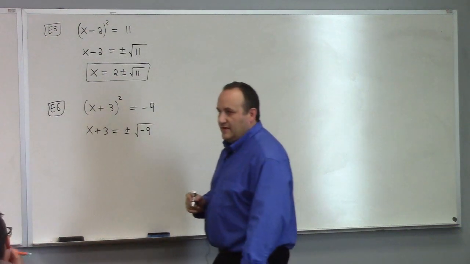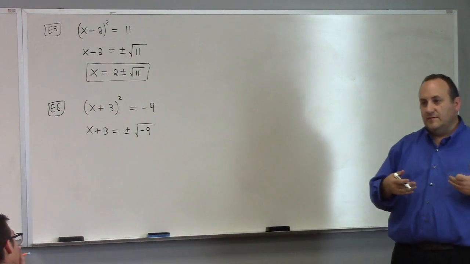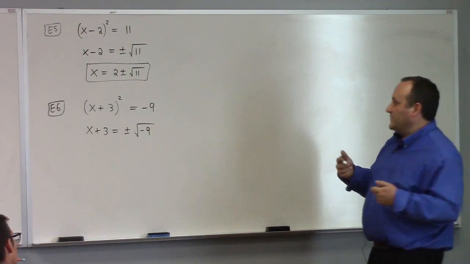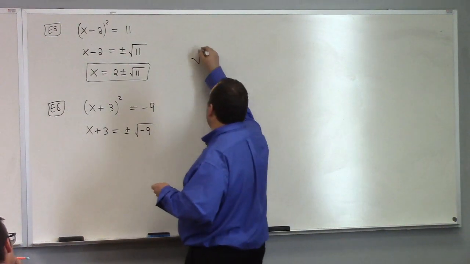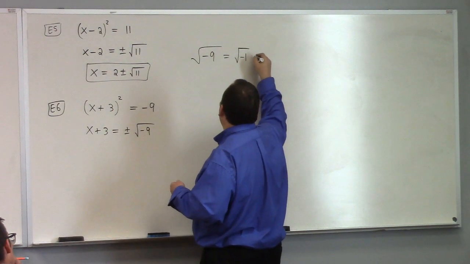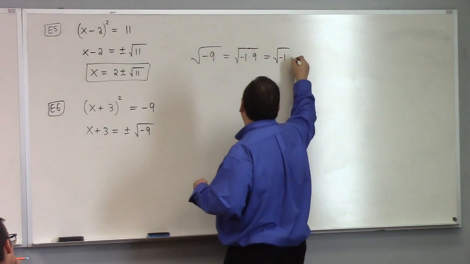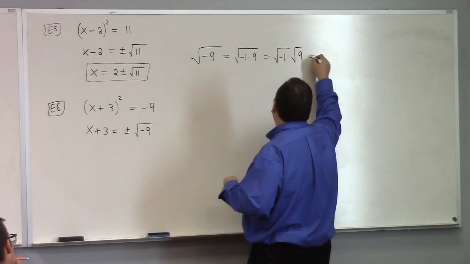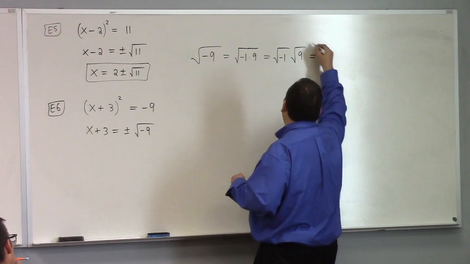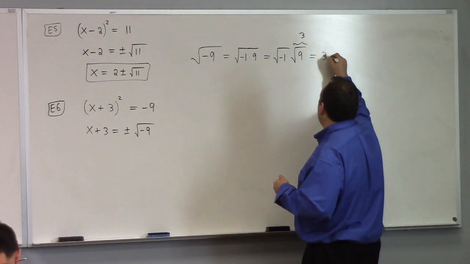Now the square root of minus 9 is a weird thing. Maybe you haven't thought about this before, but that's the imaginary number. So the way to simplify the square root of minus 9 is like this. You can think of it as the square root of minus 1 times 9. And then it makes sense to say this is the square root of minus 1 times the square root of 9, which is, of course, 3. So we get 3 times the square root of minus 1.